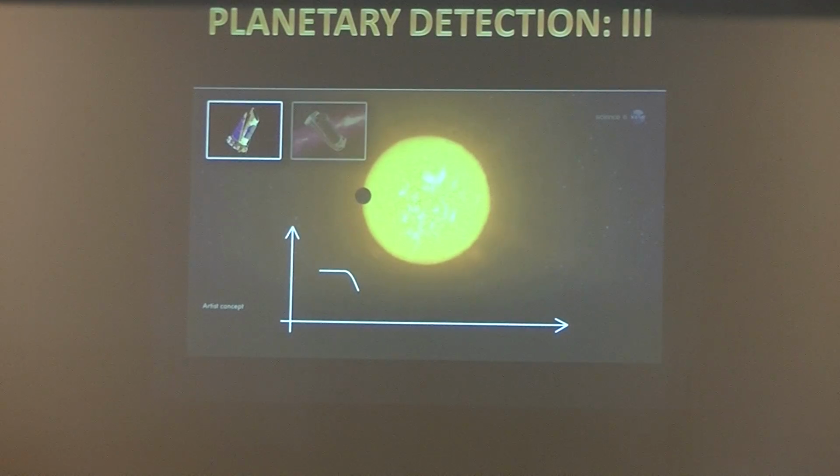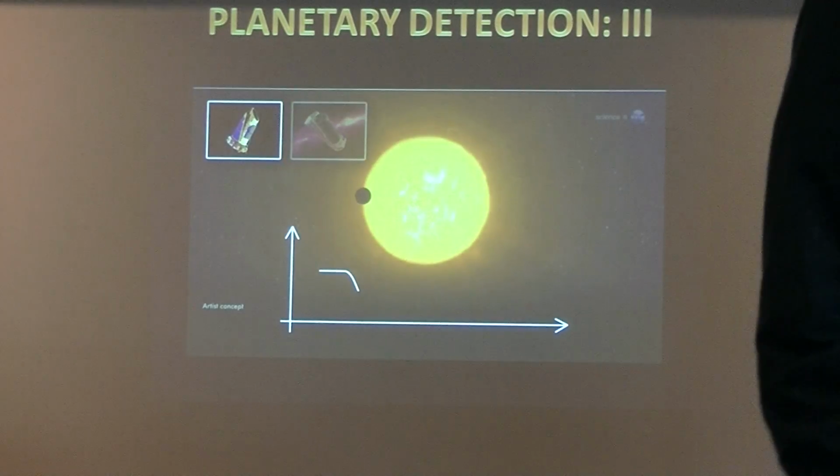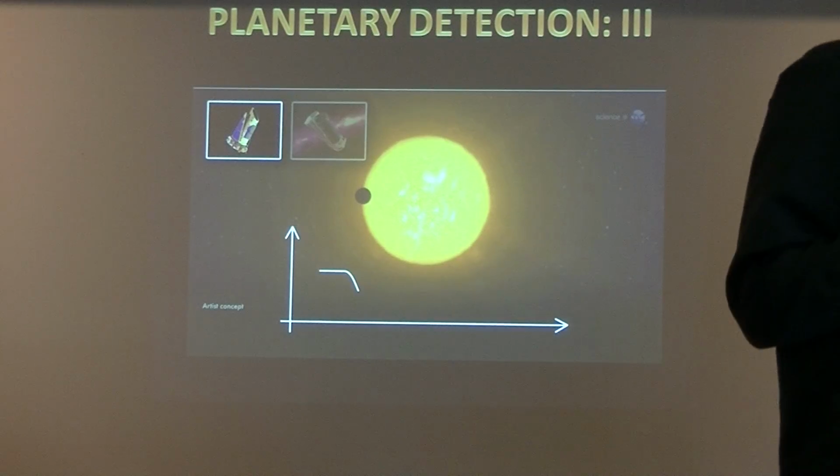Method 3. The good one. It's always the last, the good one. Here's the idea. It's called transit photometry. The picture you're going to see is going to show you what happens when a planet passes in front of a star.